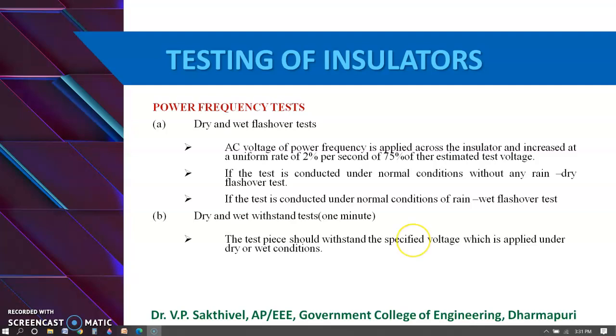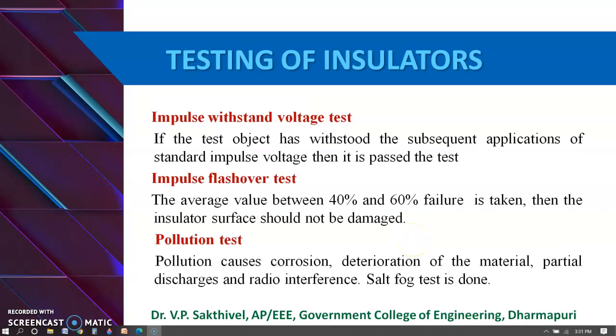The next one is the impulse test. Again, the impulse test can be classified into three types. One is the impulse withstand voltage test. The second one is the impulse flashover test. The third one is the pollution test. The impulse withstand voltage test is done by applying a standard impulse voltage of specified value under dry conditions with both positive and negative polarities of the wave.